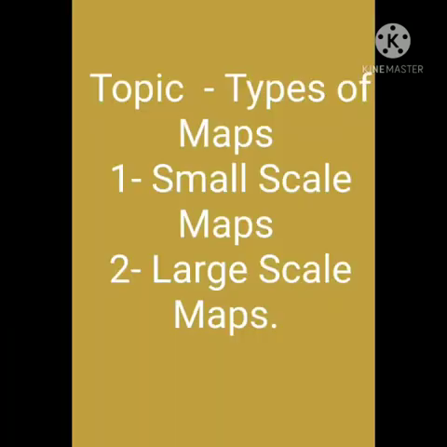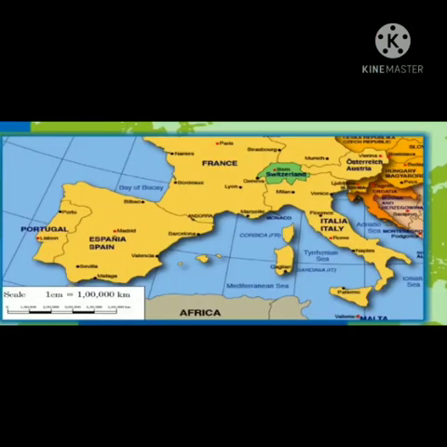Now we will understand what are small scale maps and large scale maps. When a large area is shown on a paper, very few details may be marked. For example, a map of a continent, where 1 centimeter is equal to 1 lakh kilometer, cannot show the detail of the city. Such a map is called small scale map, as you have all seen in the image.